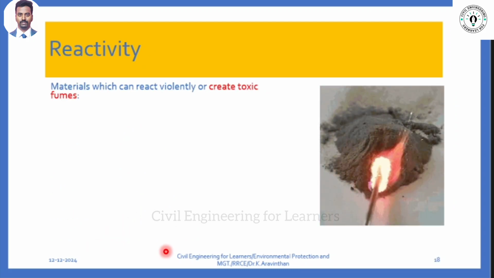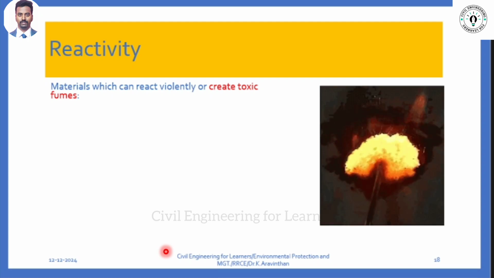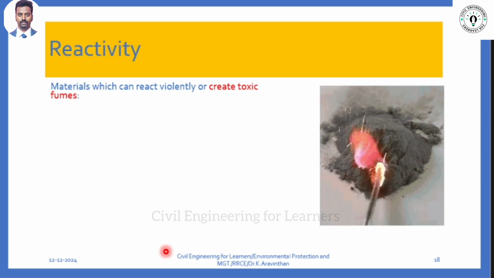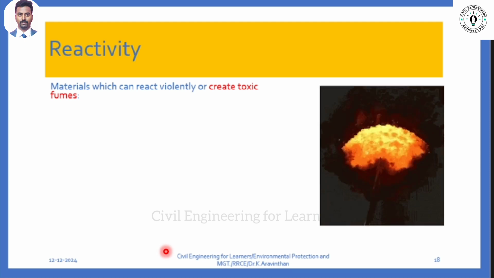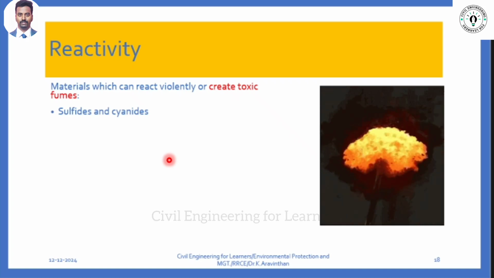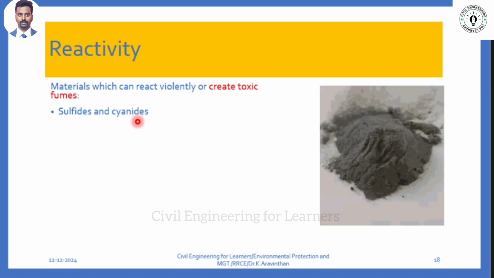Next thing is reactivity. I have given you some examples. Some metal is heated to some temperature. When it is kept into this chemical, it burns. So this is called reactive. Certain wastes are reactive. This is an example of hazardous waste. What are the reactive materials? Sulfides and cyanides. At different temperatures, they can catch fire.